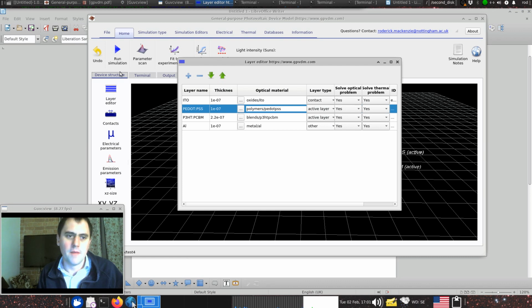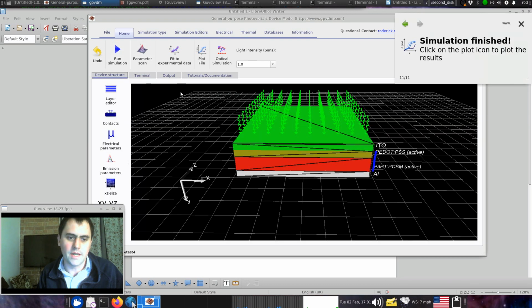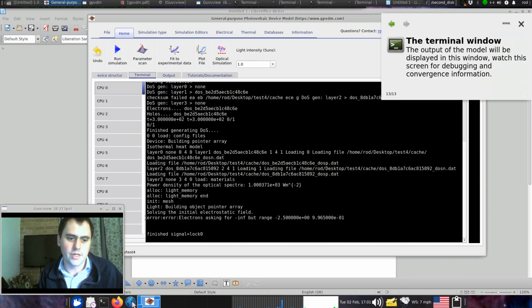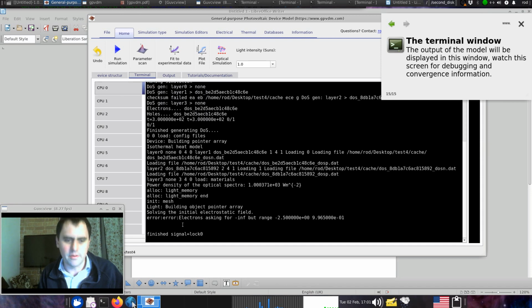So if we try and run this, as the gentleman says, it crashes. Oops, sorry, wrong way. Anyway, here we go. Yes, here's the error message. So basically, it crashes and says it's not working.